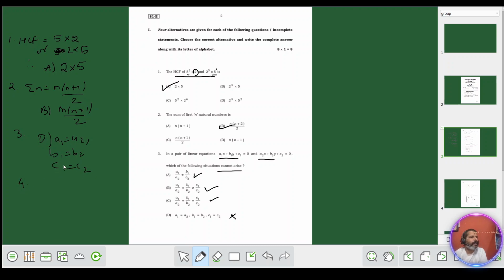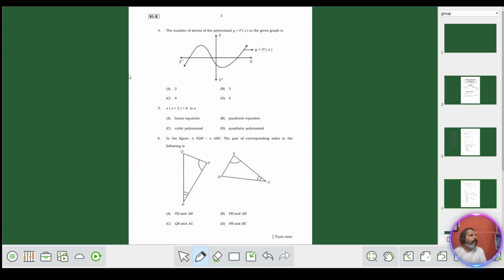Fourth one, the number of zeros. The number of zeros is actually the points where the graph intersects the x-axis. If any graph is given, count how many times it intersects the x-axis. Here we have 1, 2, 3 intersections, so the number of zeros is 3. The answer is B, 3.